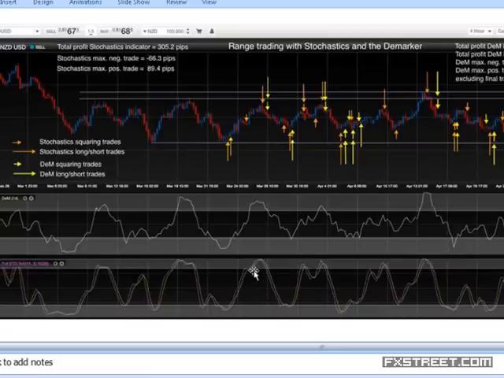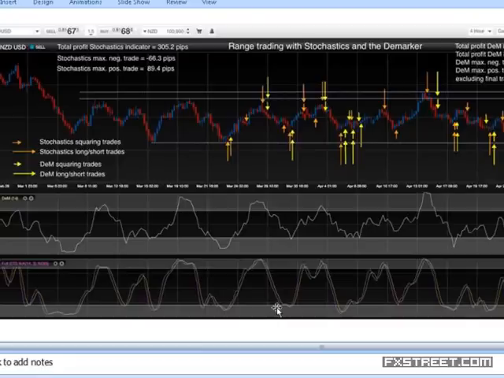I wasn't interested in crossings up here where it's overbought. It would make no sense. So we went long at this area, squaring the trade when the pink quick line crossed the green line. We would look to go short at the contra side up here when this percent K went through the percent D.